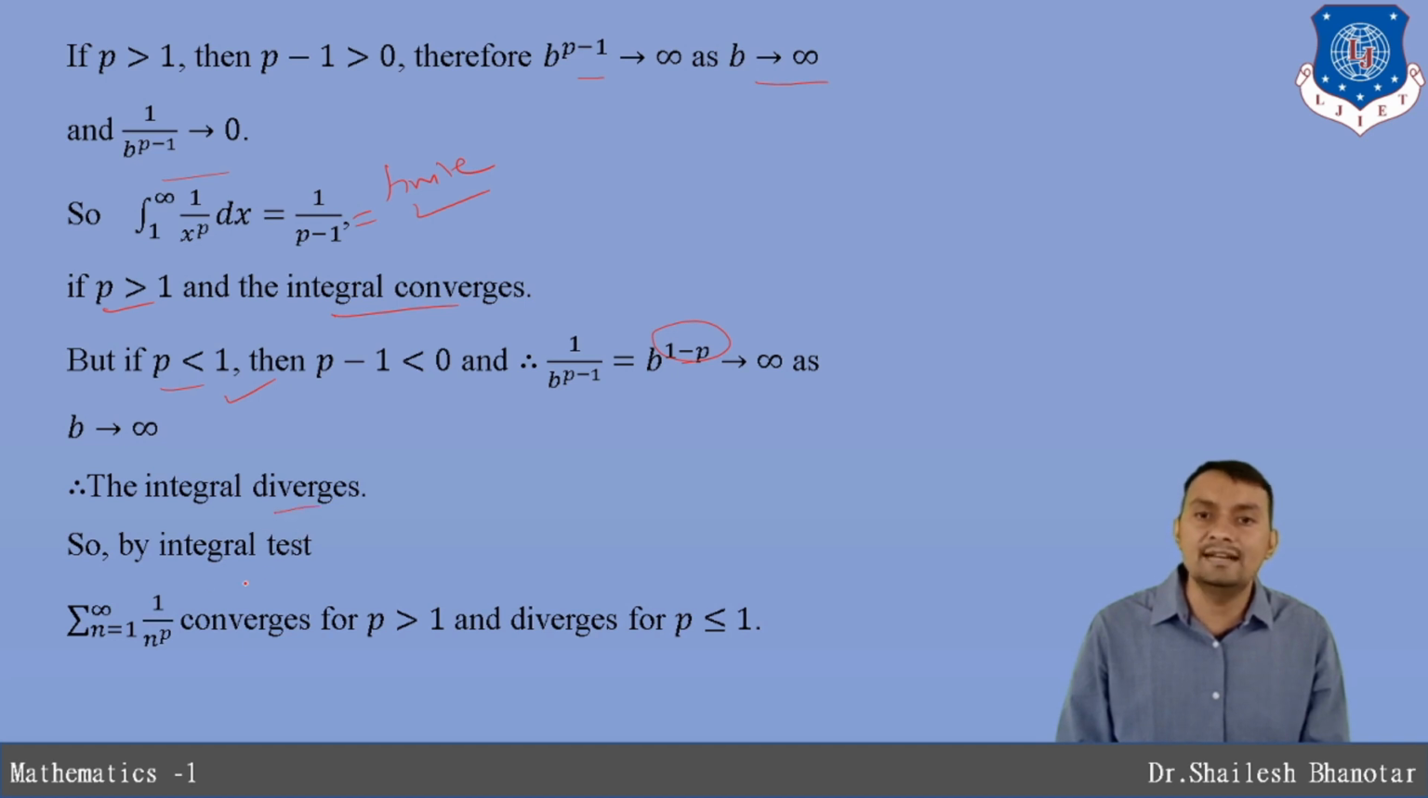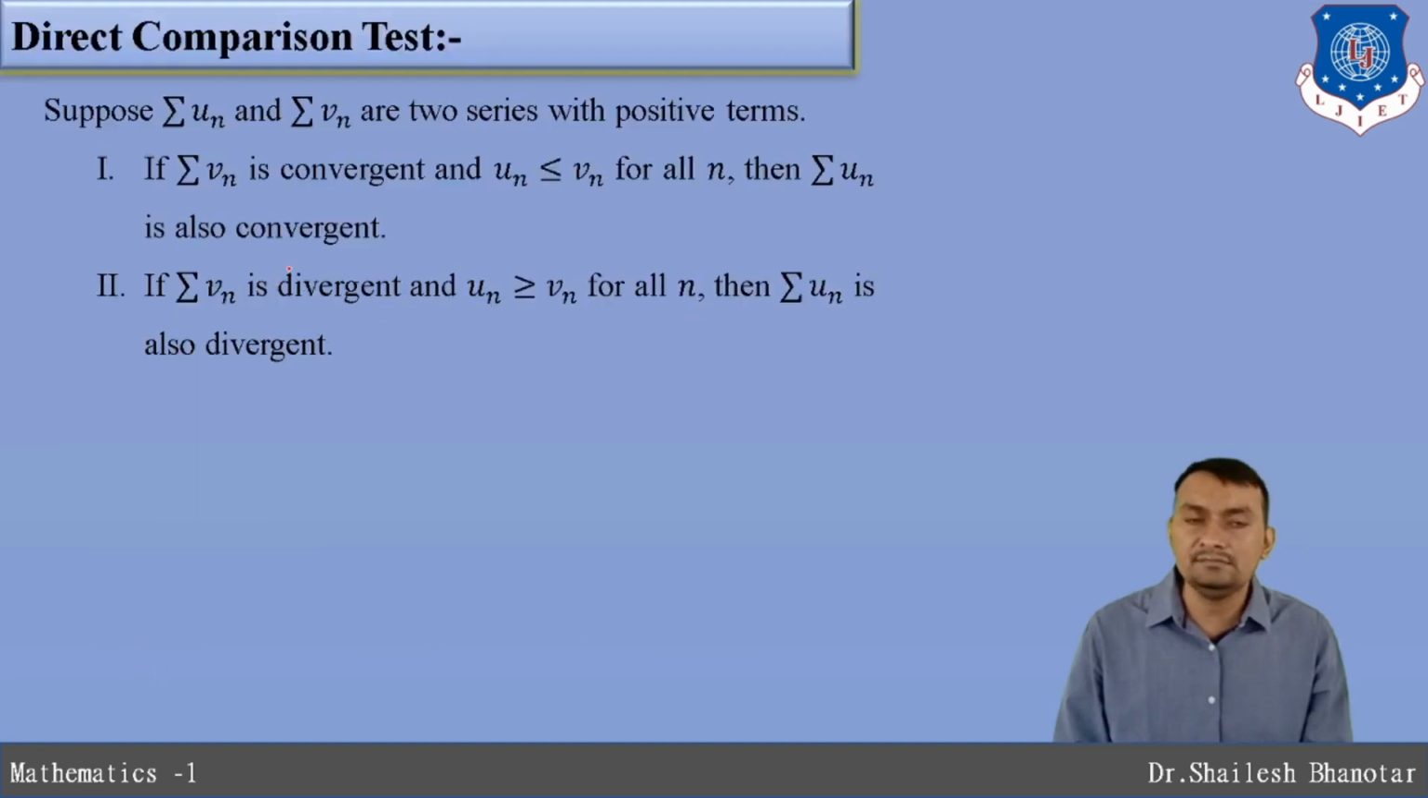Therefore the integral is divergent. So the conclusion of the p-series test is: if p is greater than 1, the series is convergent, and if p is less than or equal to 1, then the series is divergent.